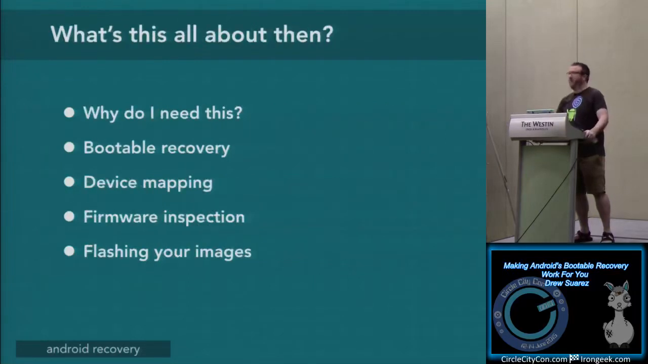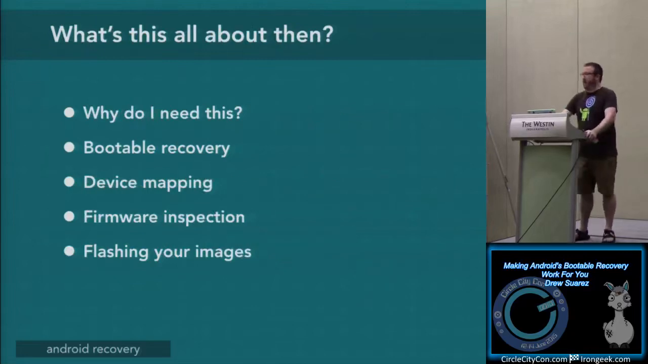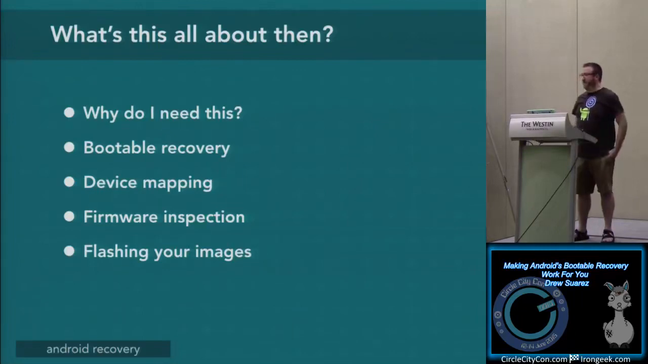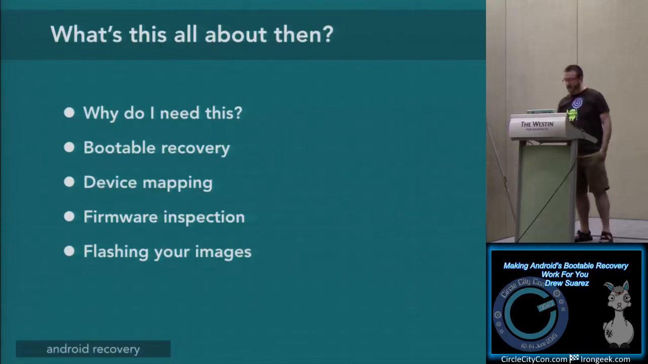So what's this talk all about? I'm going to talk about why you need this, why you guys care. Talk a little bit about what bootable recovery is, what it does, what it doesn't do. We're going to learn how to map out a device that you've just either picked up off the shelf or that you have already and you're just curious to learn more about. Going to learn how to inspect some bootable firmware, and then we're going to talk about how you can flash some of these new images that you've created.